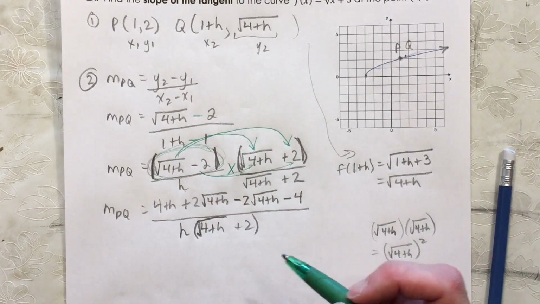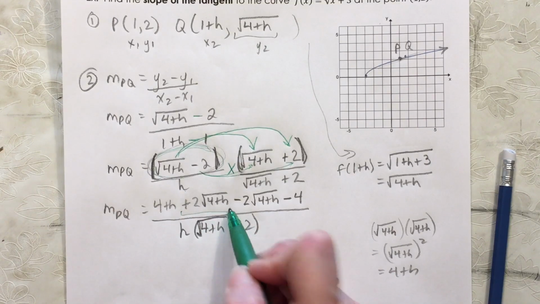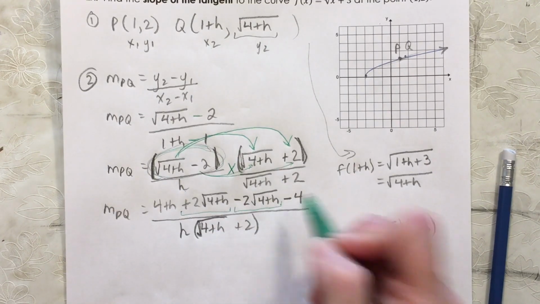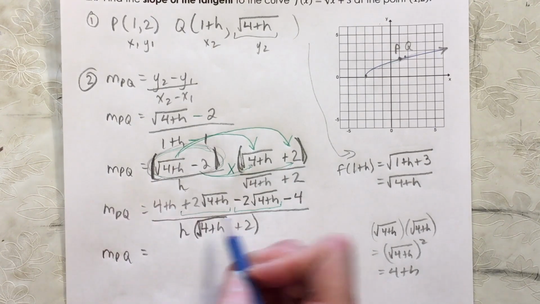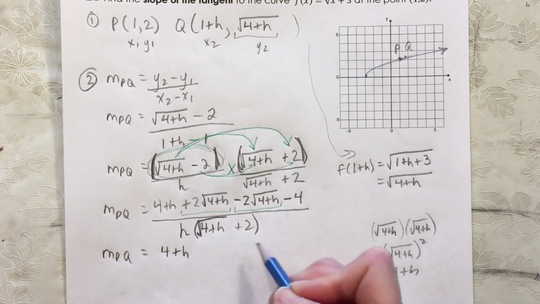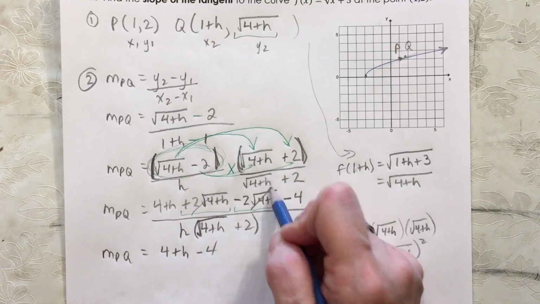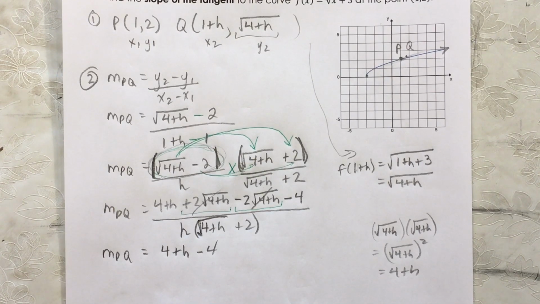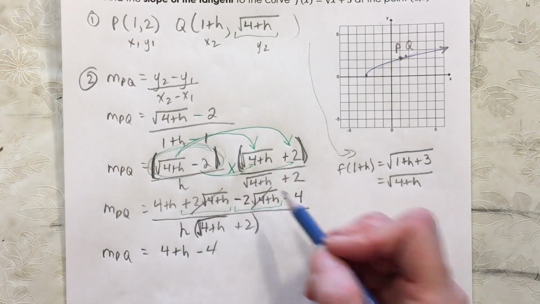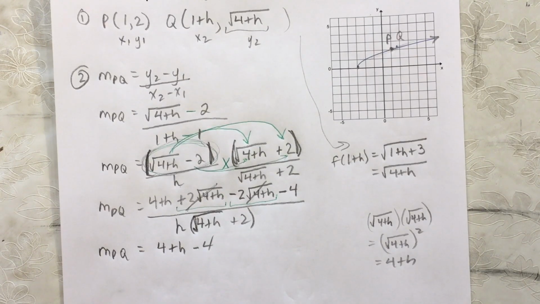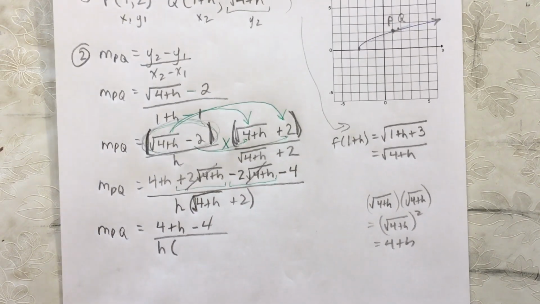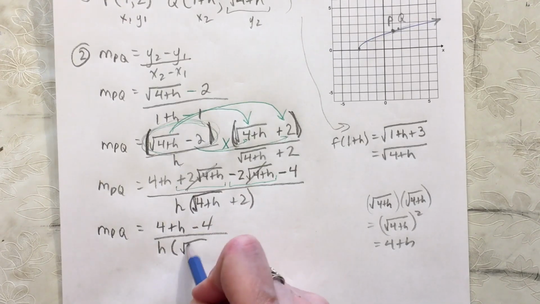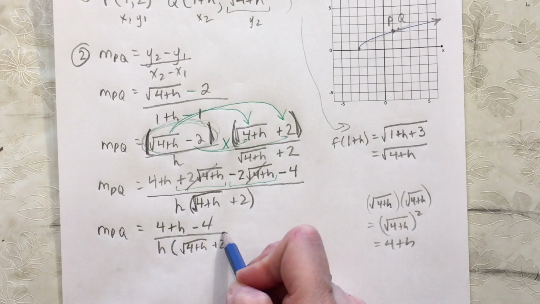Now, if you see here, we've got plus 2 root 4 plus h minus 2 root 4 plus h. And those add up to 0, which leaves my numerator as 4 plus h minus 4. And that's by multiplying by the conjugate radical, as we call it. We set it up for that to happen. Okay, so that h, you're going to see in a second, is going to become free to divide out with the problematic h that we don't want to allow to be 0.